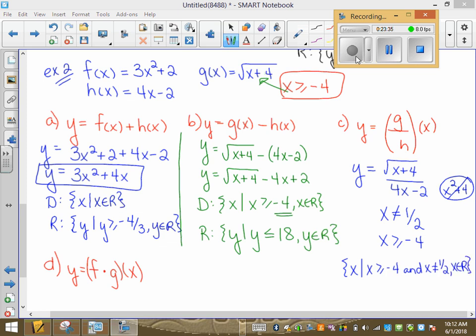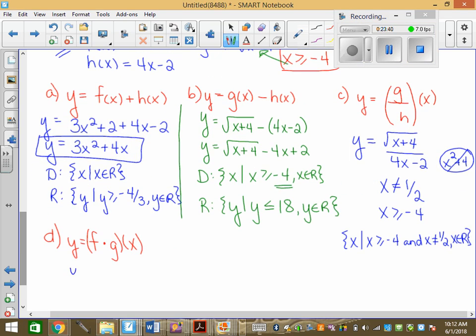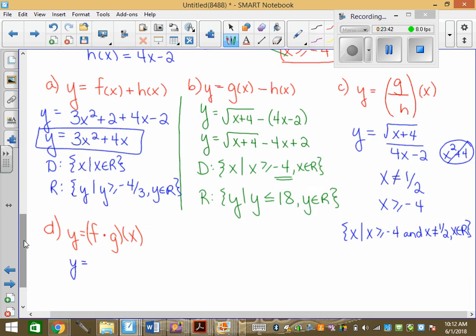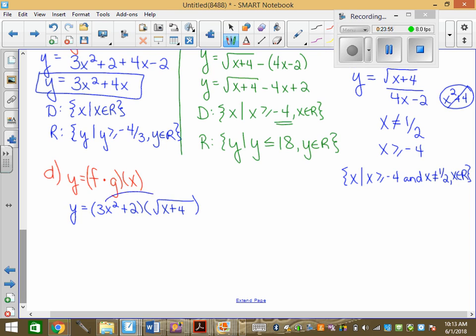And the range I won't worry about. D, we have y equals 3x squared plus 2 times g, which is square root x plus 4. If you wanted to distribute it, you could. And you get 3x squared times square root x plus 4, and then 2 times square root x plus 4.